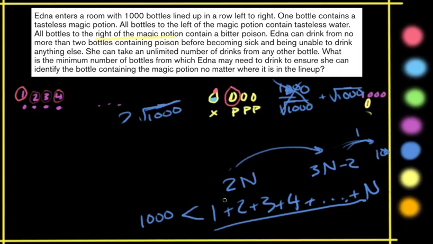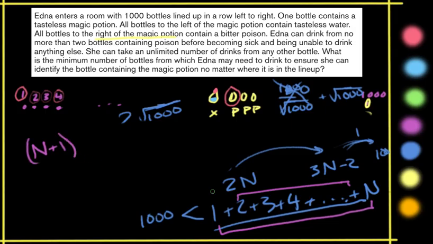If you have 1 plus 2 plus 3 all the way up to n, you can pair these up. You can say 1 plus n, and then 2 plus n minus 1 is also going to be 1 plus n. So for each pair of these numbers, you have another n plus 1. How many pairs of numbers are there? Well, there's n over 2. So this thing has got to be greater than 1,000.